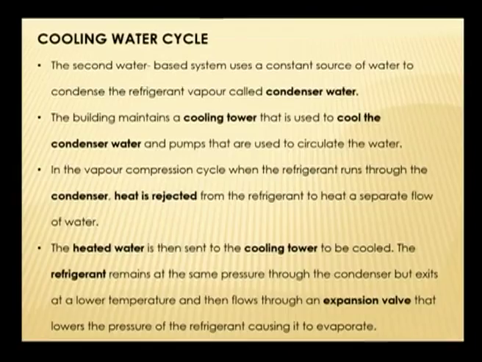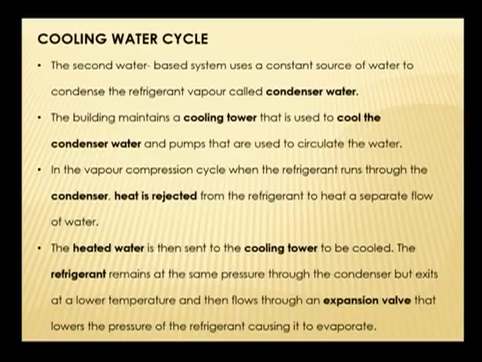So, the building maintains a cooling tower that is used to cool the condenser water, and pumps that are used to circulate the water. In the vapor compression cycle, when the refrigerant runs through the condenser, heat is rejected from the refrigerant to heat a separate flow of water. Whichever heat is rejected from the condenser is absorbed by this water, and then this heated water is taken to the cooling tower to cool it. The refrigerant remains at the same pressure through the condenser, but exits at a lower temperature and then flows through an expansion valve that lowers the pressure of the refrigerant, causing it to evaporate.